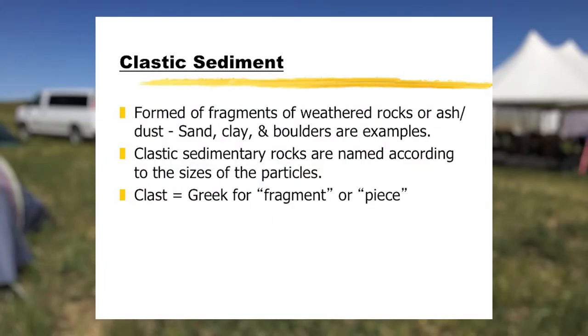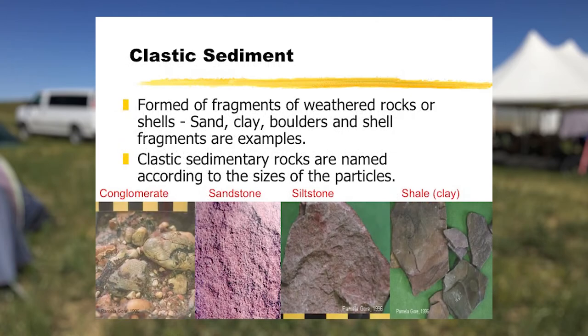Clastic sediments are pieces; clast just means a piece of rock. So clastic sedimentary rocks define a suite of rocks that are all made from pieces of other kinds of rocks. These can be sand or clay or even boulders. Here are some examples. This is a conglomerate on the left. A conglomerate is a kind of rock made up of diverse sized particles. It's not made just of big particles. Why is that?